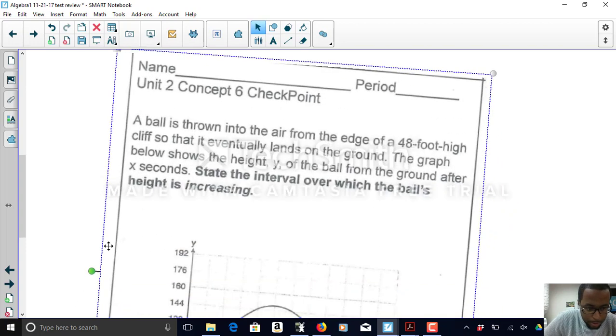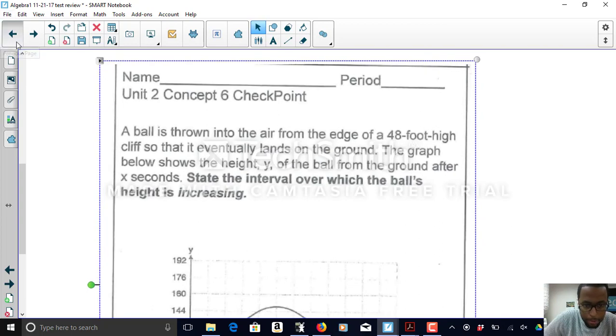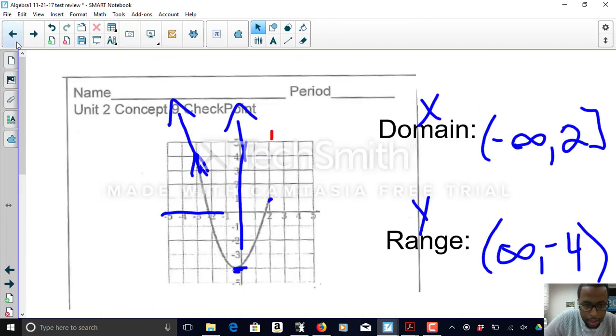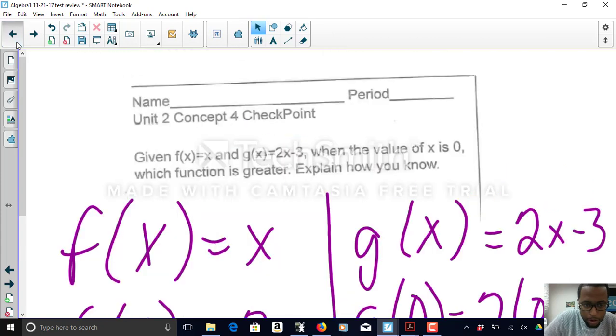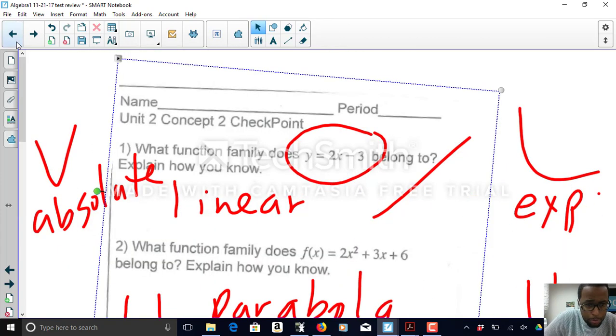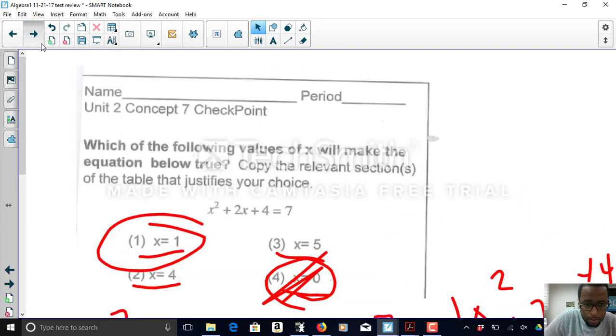Oh, did we do concept 6 already? I think this is the copy. So we did 9, we did 7, we did 6, we did 5, we did 4, we did 3, we did 2, we did 1. I think we're good to go. So guys, that's just a repeat of the questions.